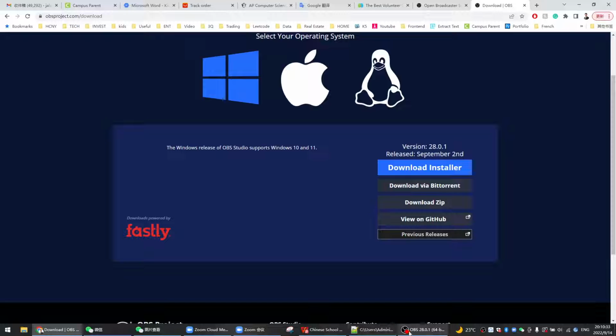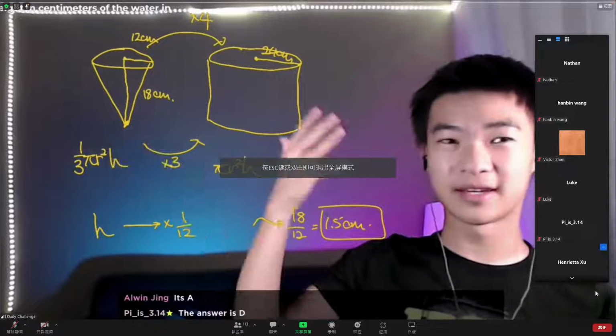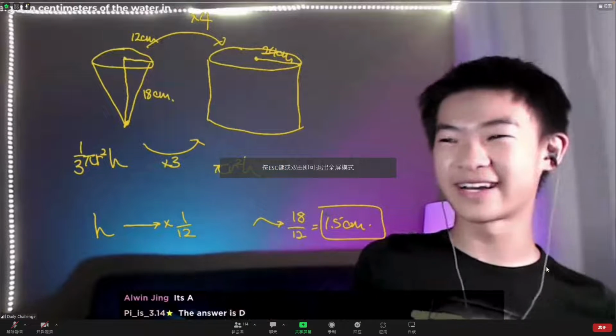So this is how we use ratios to get the height right here. We could have also calculated the volume and then used a volume equation again to find the height, but I think this way is a little bit easier, right?